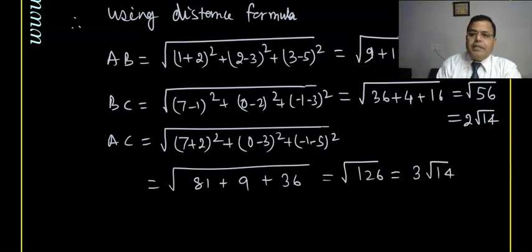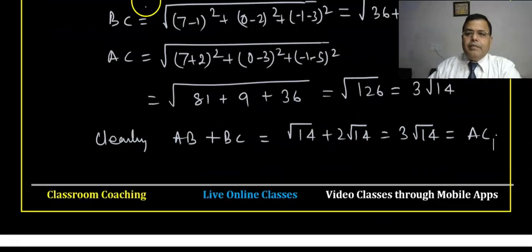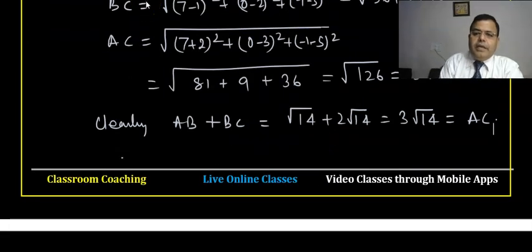Clearly here AB plus BC is what? That is root 14 plus 2 root 14, which is equal to 3 root 14, which is AC. And therefore A, B, C are collinear.